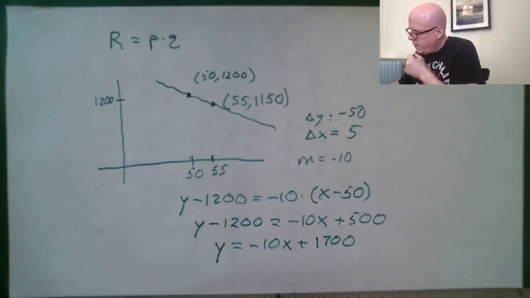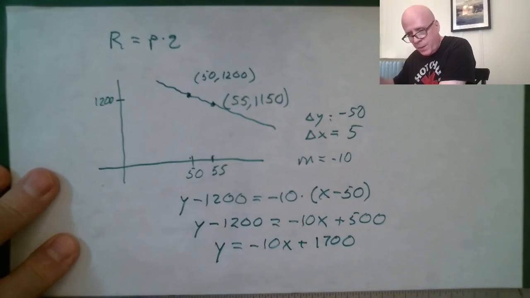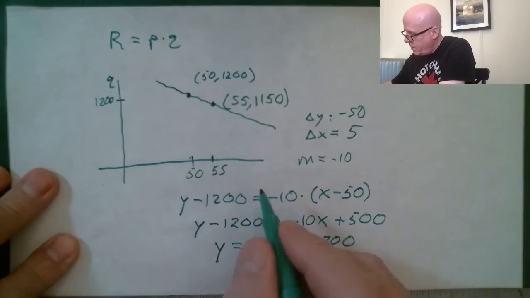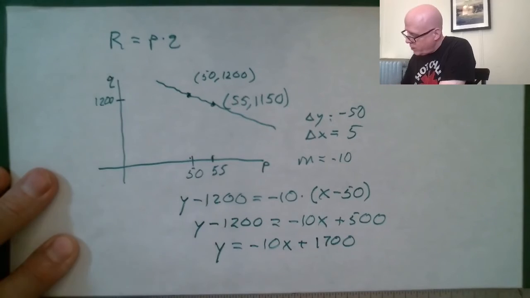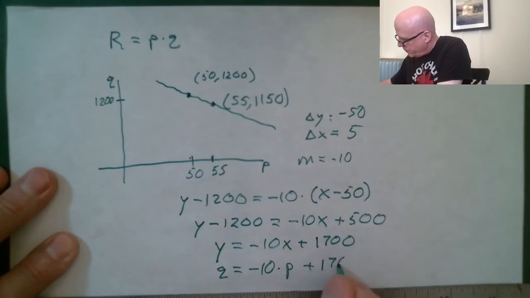Now, oh shoot, I've used y and x because that's what I'm used to, but these are really p and q. So which one is the price and which one is the quantity? Go back to our graph. 1,200 people, that was the number of people that were attending at a given price level. So the x coordinate is really p, and the y coordinate is really q. So in this form, what we really have is q is -10 times p plus 1,700.